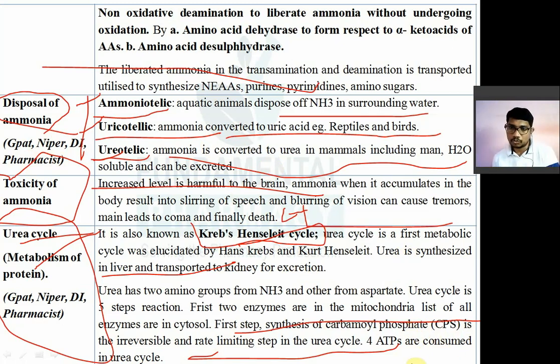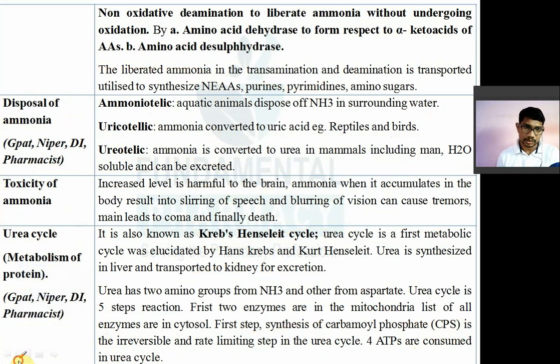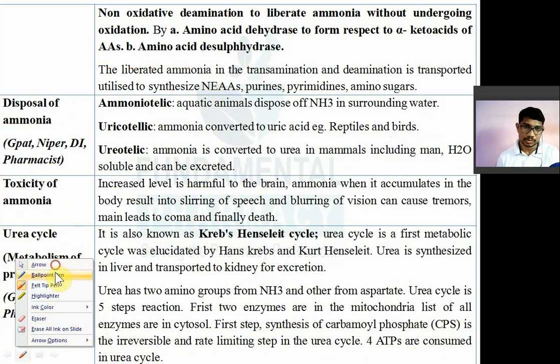Now, 4 ATPs are consumed in the urea cycle. Remember this too. The cycle will not give any ATP, but ATP will be consumed in the urea cycle. So 4 ATPs are consumed in the urea cycle.